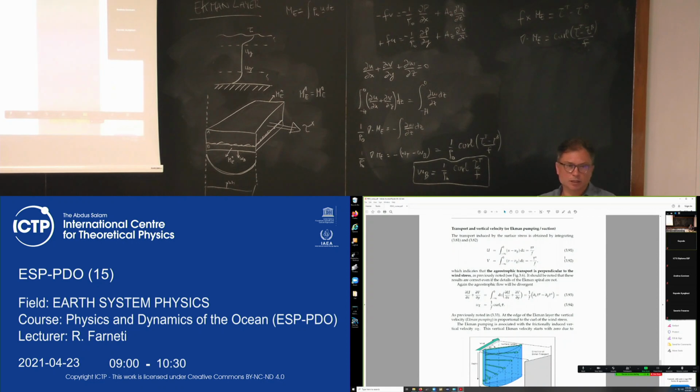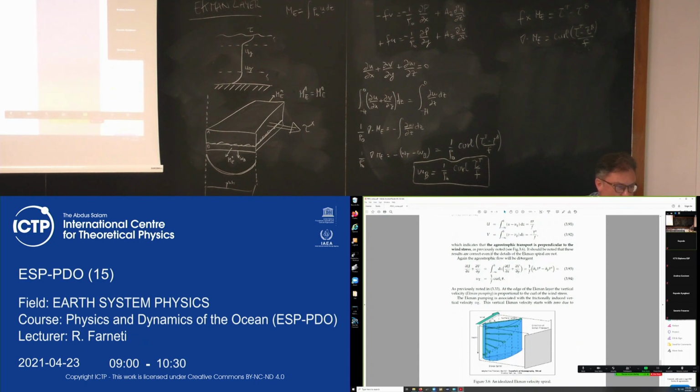Now what we really care about, as we said, is the total transport and the vertical velocities. So as we did for the bottom, you can integrate the total mass transport in the top Ekman layer, which is proportional to the wind stress. And as you see, u is tau y over f and v is minus tau x over f. So they are perpendicular to the wind stress, 90 degrees to the right in the northern hemisphere if f is positive.